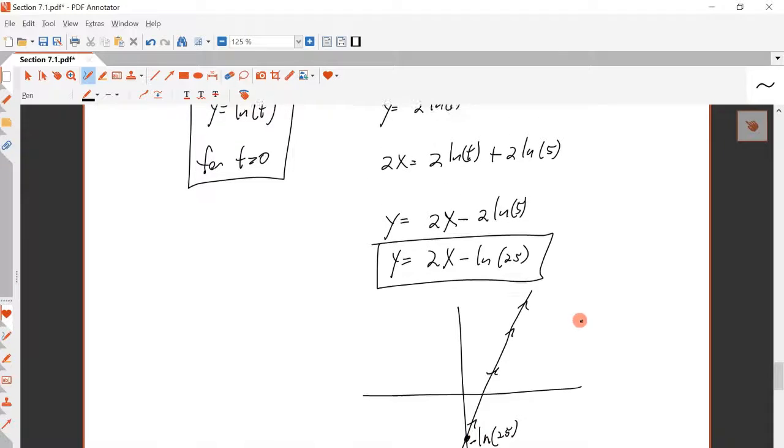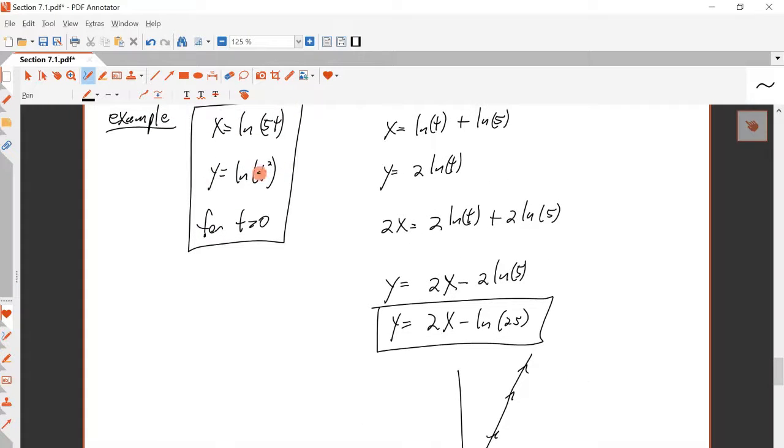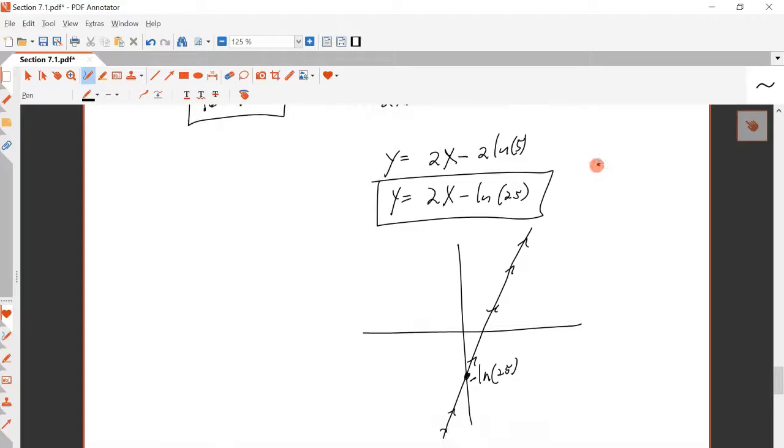All right, and then as x gets close to 0, x and y get close to negative infinity. So that's down here. So as t increases from 0, we're moving along the line in this direction. And actually, we get the whole line. Okay, so that is the lecture for this section.